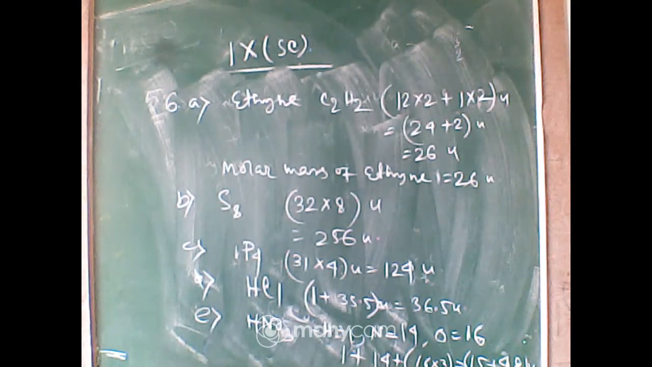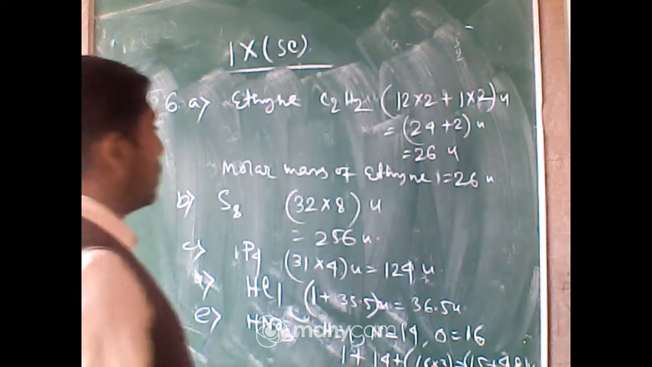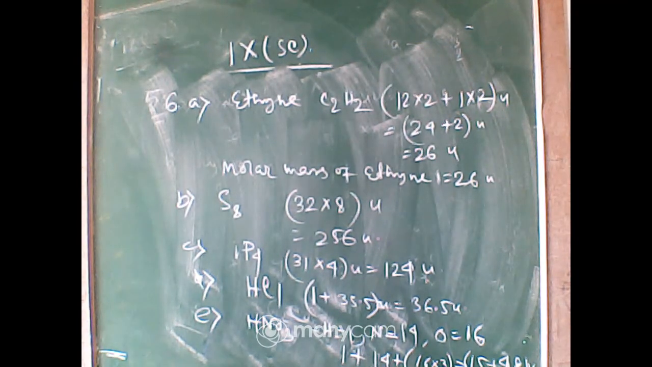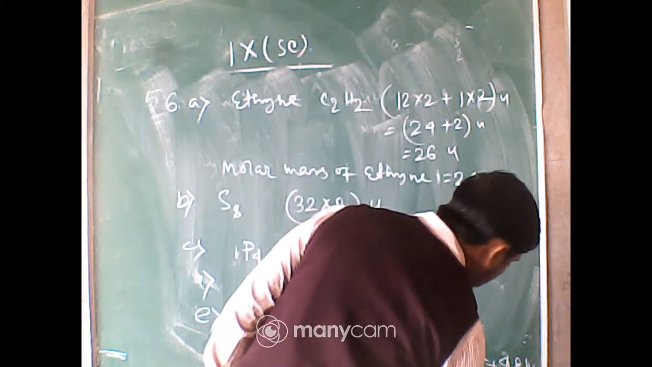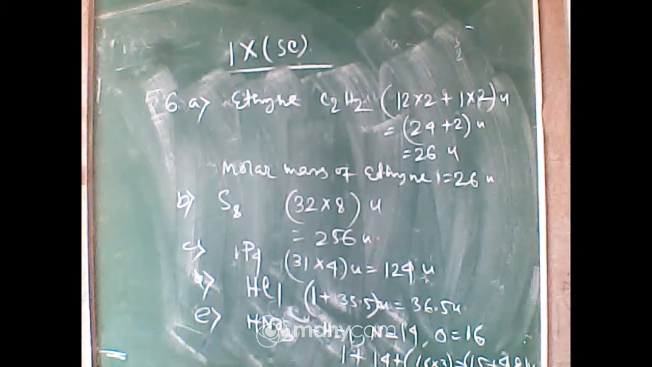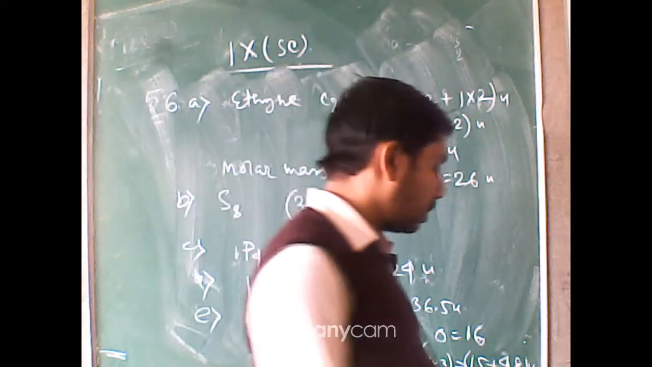Okay, so ethine having molar mass of 26 U, sulfur having molar mass of 256 U, phosphorus having molar mass of 124 U, HCl having molar mass of 36.5 U, and HNO3 having molar mass of 63 U. Yes, 63, not 73, it is 63. Okay. So question number 6 was discussed. Next day we will start from question number 7.